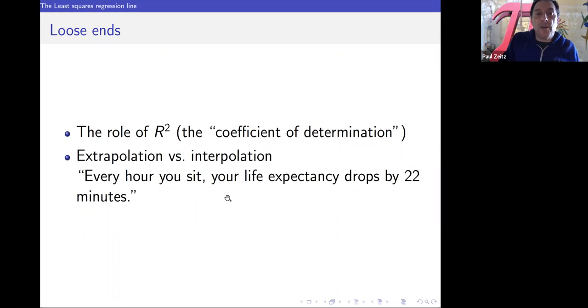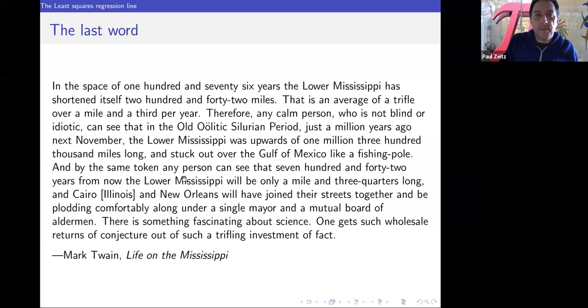But now I'm going to go to the final, the last word, and this is a famous quote of Mark Twain. I'll read it out loud, and I hope some of you have already read Life on the Mississippi. It's a great book. It was written in 1884, I think. In the space of 176 years, the lower Mississippi has shortened itself 242 miles. That is an average of a trifle over 1.33 miles per year.